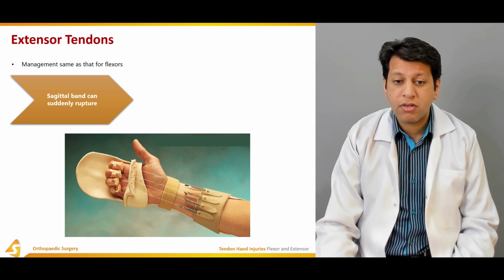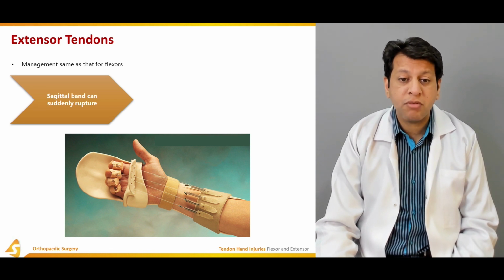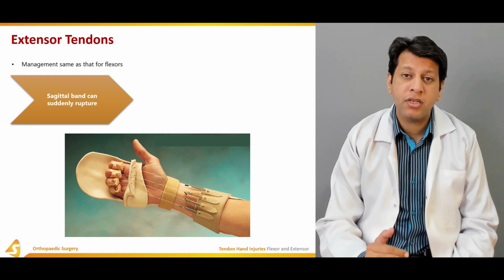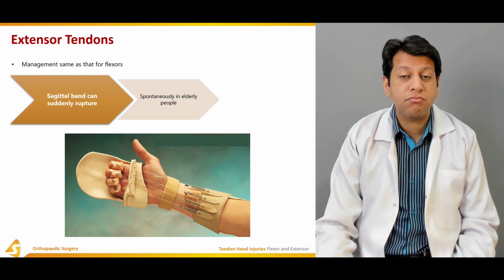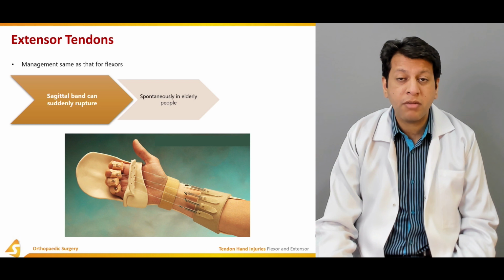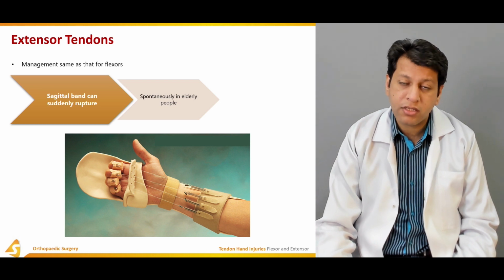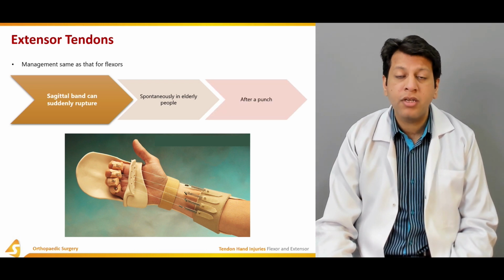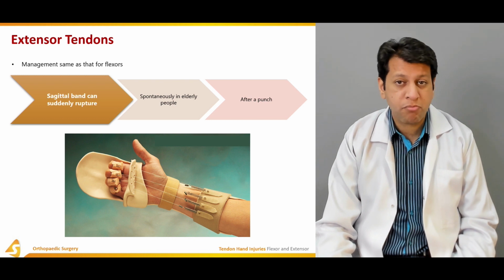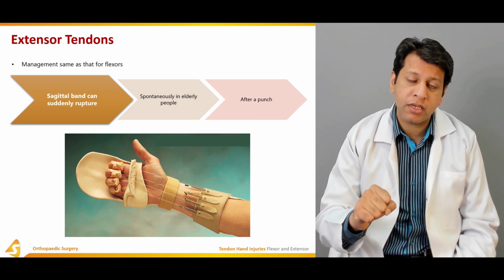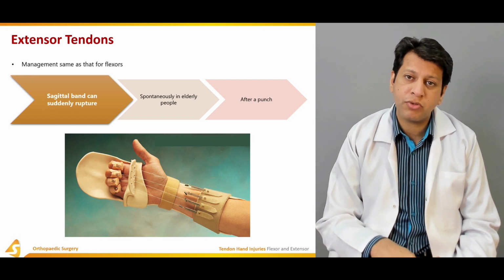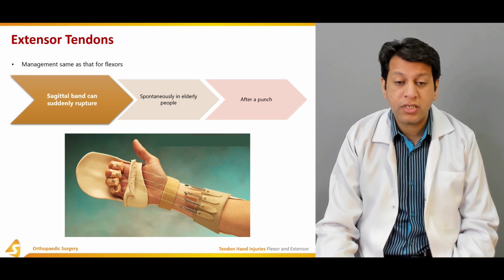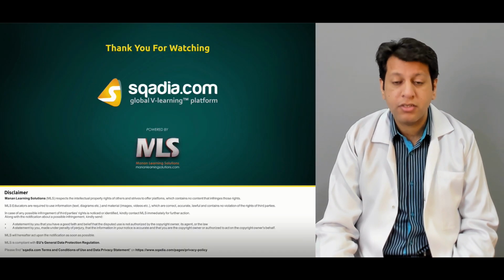One of the pathologies is that the sagittal band can suddenly rupture, especially during excessive extension or flexion at the metacarpophalangeal joint. This could happen spontaneously in elderly people, especially with rheumatoid arthritis, or it could be post-traumatic as well. The classical example is after a punch. When the patient is punching, the metacarpophalangeal joint is in flexion, and the excessive flexion in this joint can lead to this kind of sagittal band rupture of the extensor tendons.